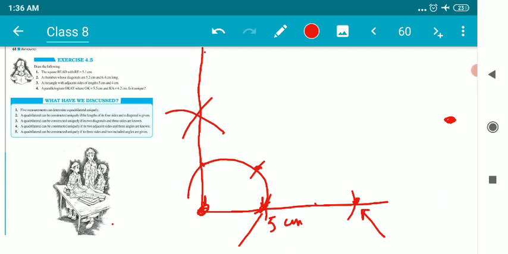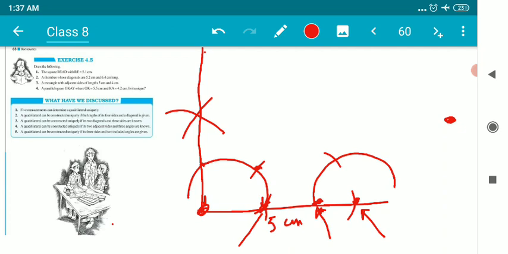From here, draw one arc with any measure, but make it a point. We are not supposed to change the measure of the compass at all while we are constructing 90 degrees. Now I'll place the needle of the compass at this point.